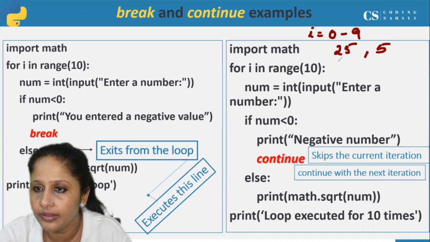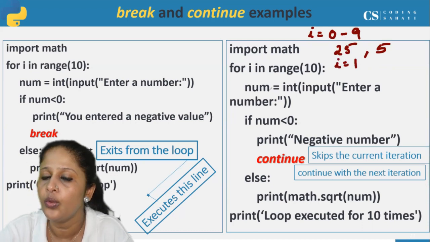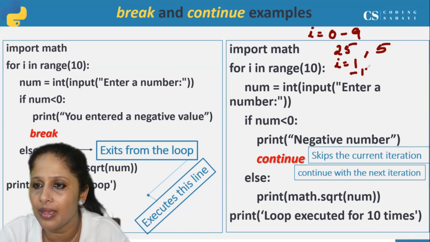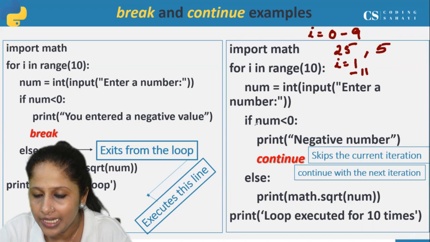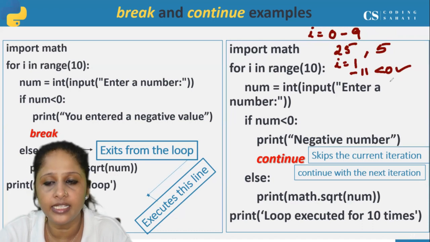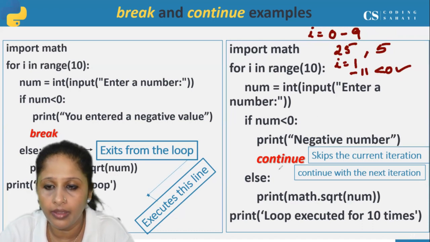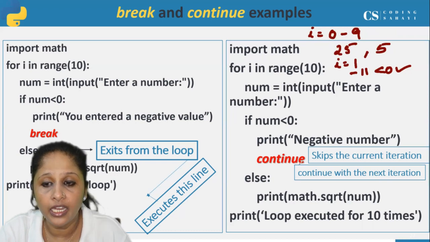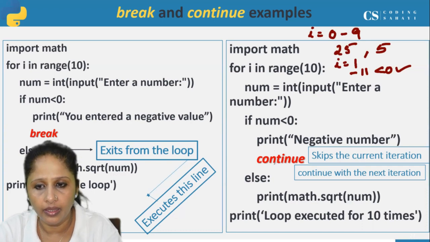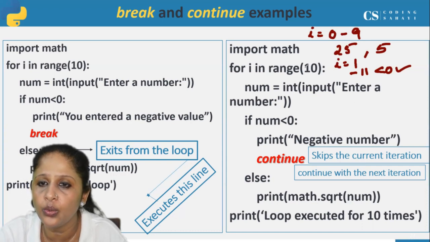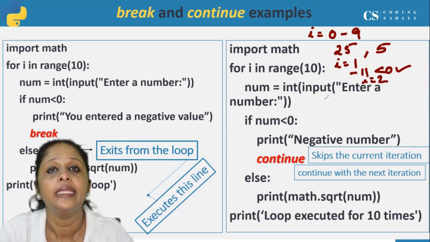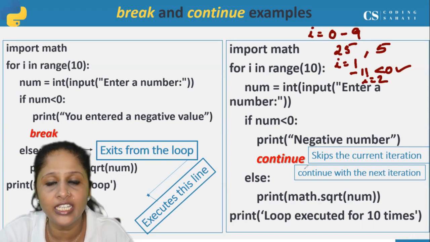Then it goes back here. Now the value of i is 1. It is asking again for the number. Suppose I am entering the number as minus 11. It checks whether minus 11 is less than 0. Is it satisfying? Yes, it is satisfying. It prints the message negative number. Then we have the statement continue. Continue skips this particular iteration. The rest won't be executed. It stops this iteration and continues with the next iteration, that is i equal to 2, and it asks for the next value. So this iteration will be skipped.